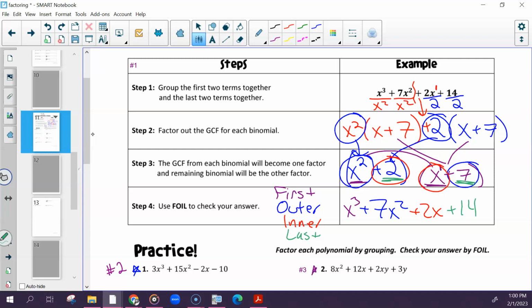Even if it was out of order, like let's say the factors we had switched them or something, meaning I put this here instead, so when I multiplied, maybe these two were switched, that's okay, as long as you get the same terms. They don't have to be in the same spot. Questions on that?